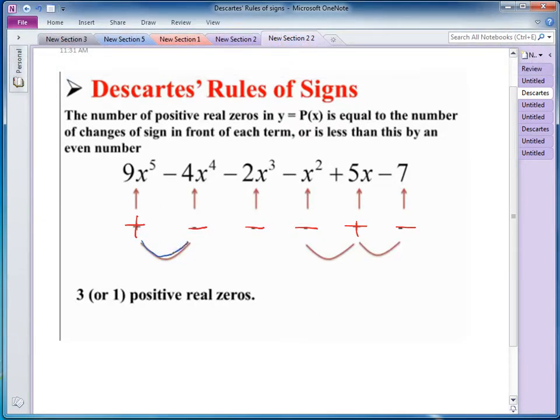Plus minus? Yes, we have changes. Minus minus? No. Minus minus? No. Minus plus? Yes, we have changes. Plus minus? Yes, we have changes again. So how many changes do we see? Changes of sign, how many times? I draw curve 1 to 3, right? So I see 3 changes of sign, plus minus or minus plus.